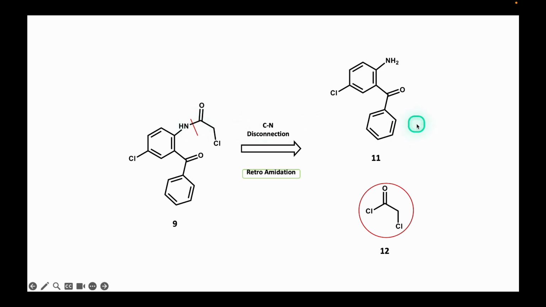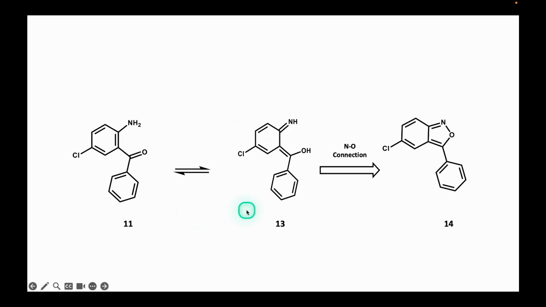raw material. Considering that compound 13 is a tautomer of 11, the proximity between the hydroxyl group and the imino group suggests the possibility of forming a bond to create a heterocycle. Following this particular line of reasoning, a nitrogen-oxygen connection generates the benzisoxazole 14.